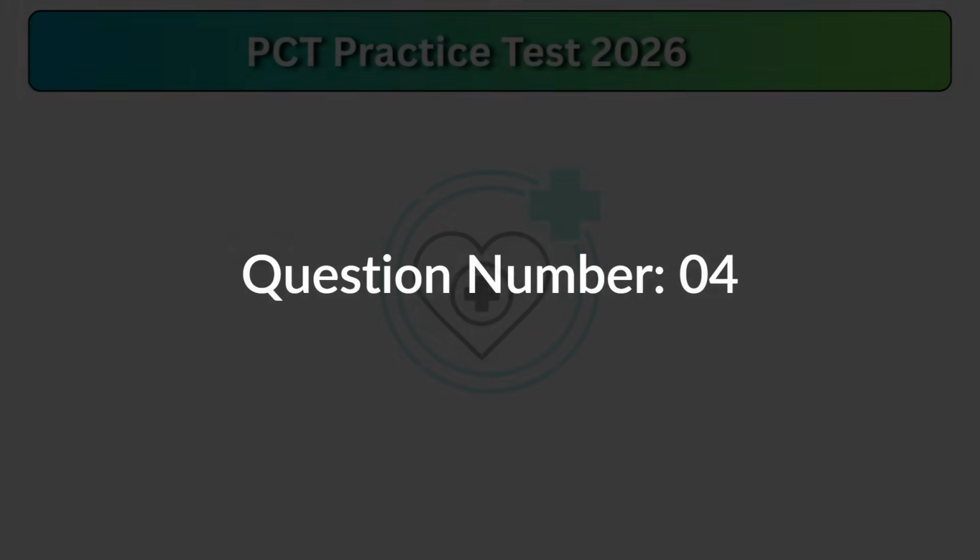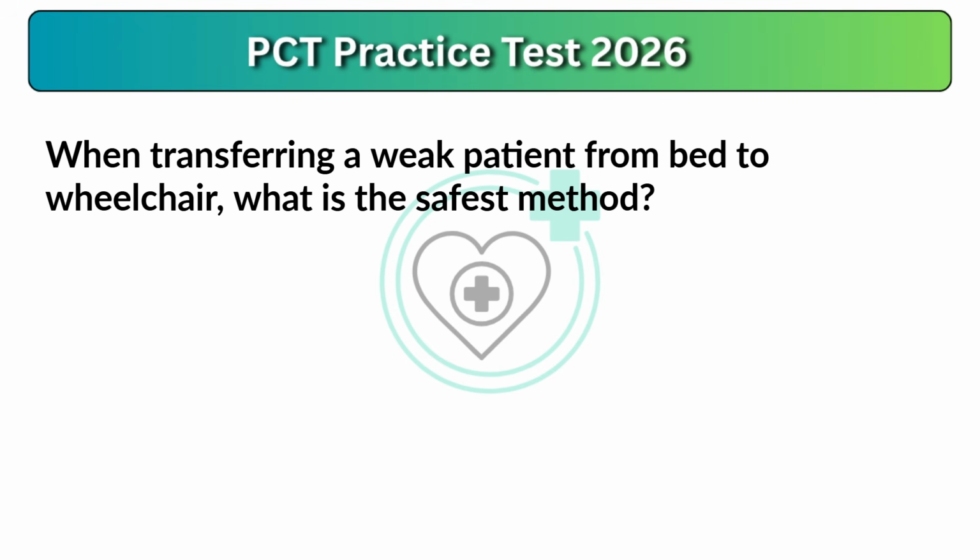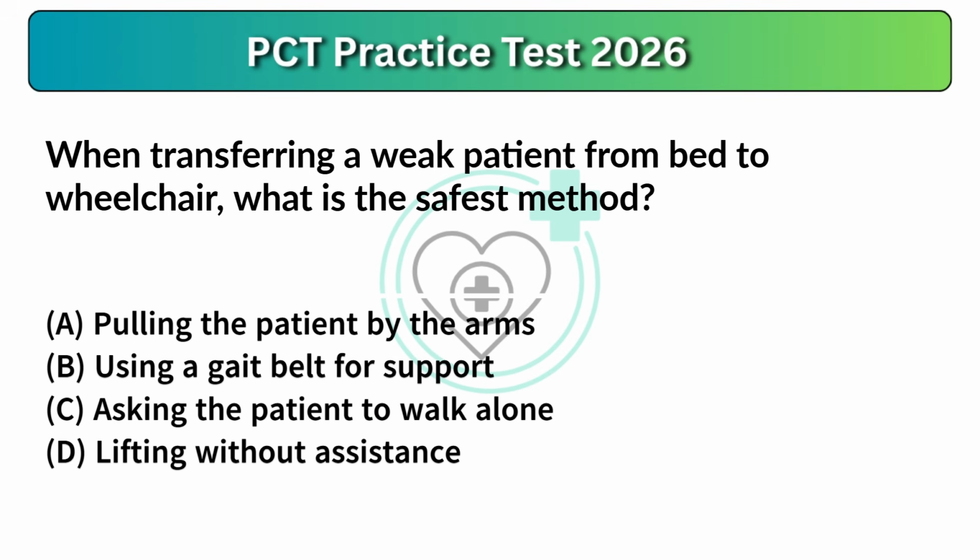Question number 4. When transferring a weak patient from bed to wheelchair, what is the safest method? A. Pulling the patient by the arms. B. Using a gait belt for support. C. Asking the patient to walk alone. D. Lifting without assistance.